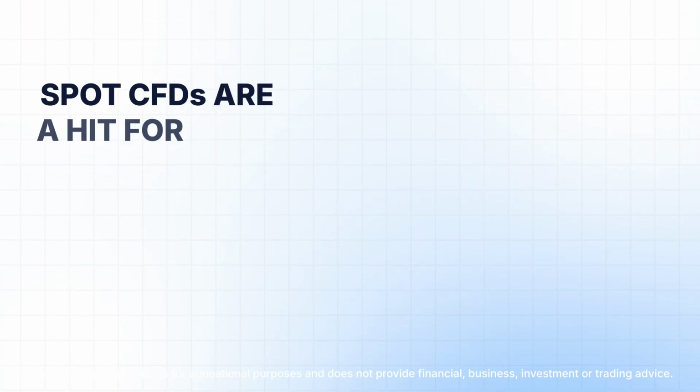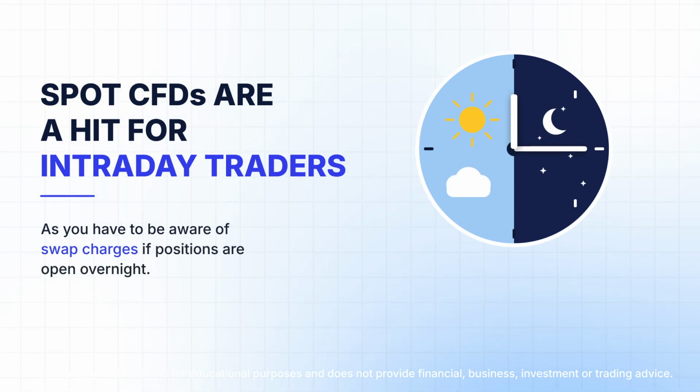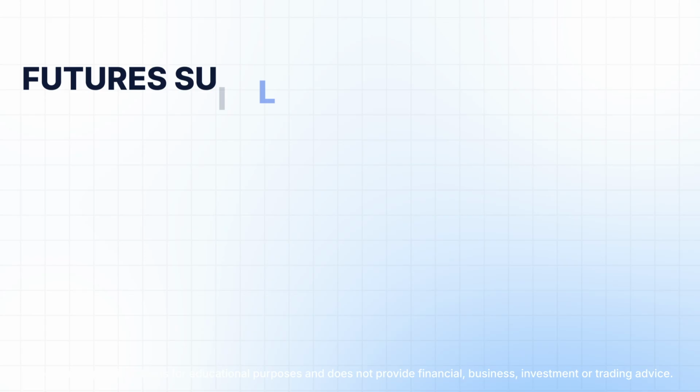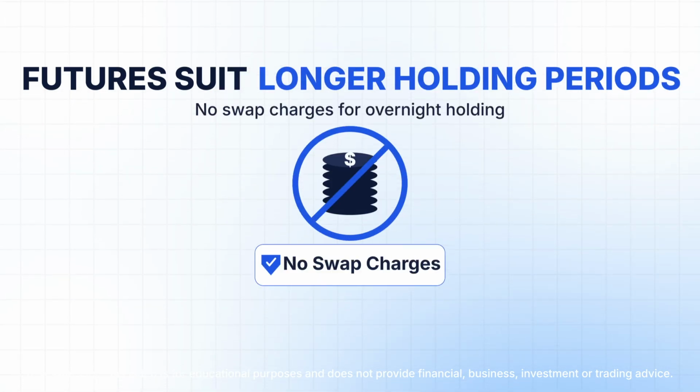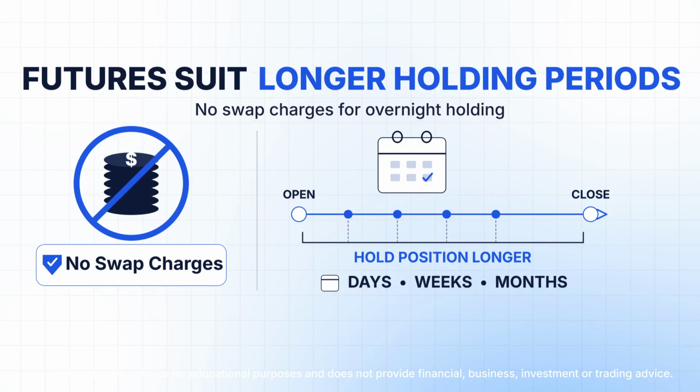Lastly, the trading style matters. Spot CFDs are a hit for intraday traders, as you have to be aware of swap charges if positions are open overnight. Futures, on the other hand, don't rack up swap charges. They're more suited for traders looking to hold positions for more extended periods.